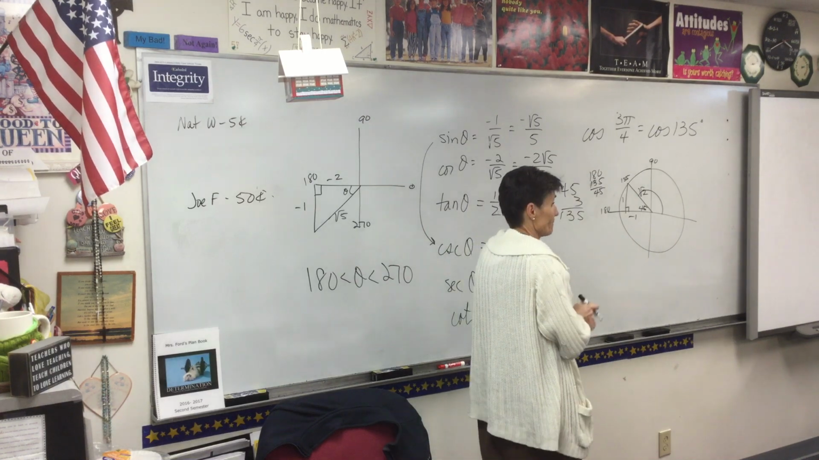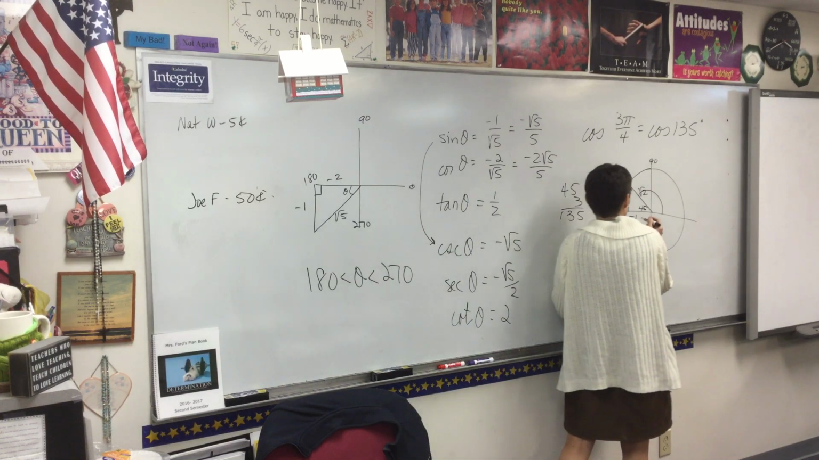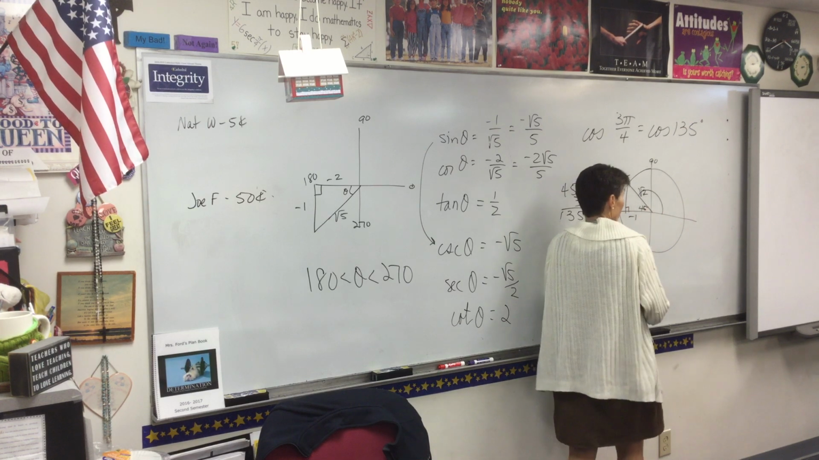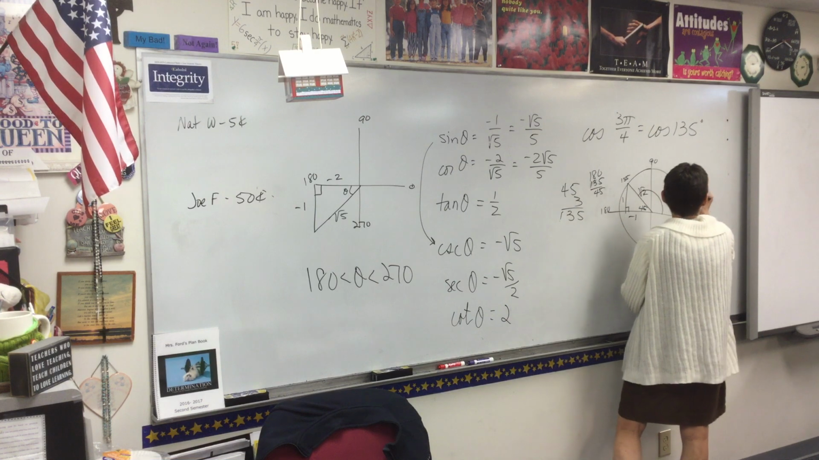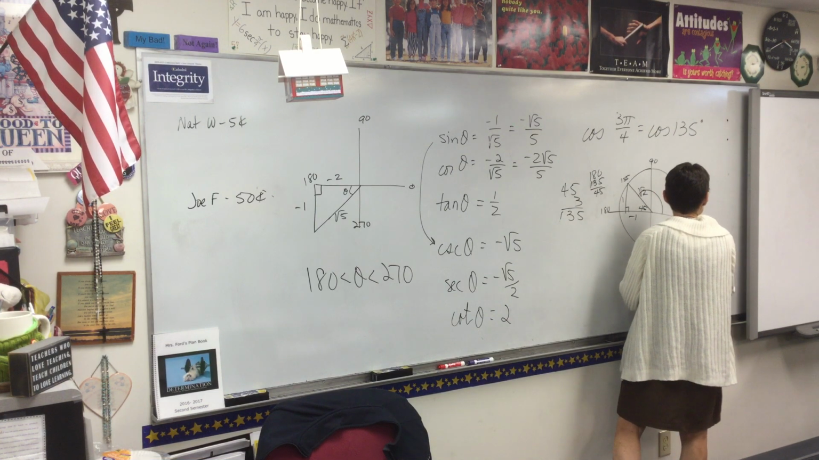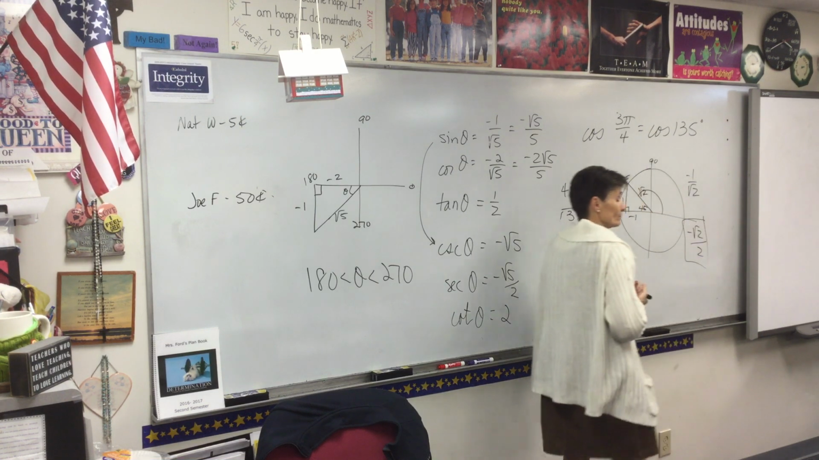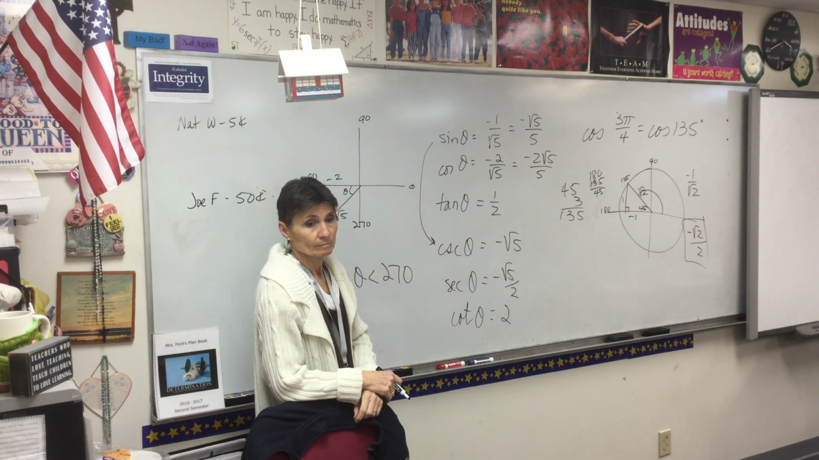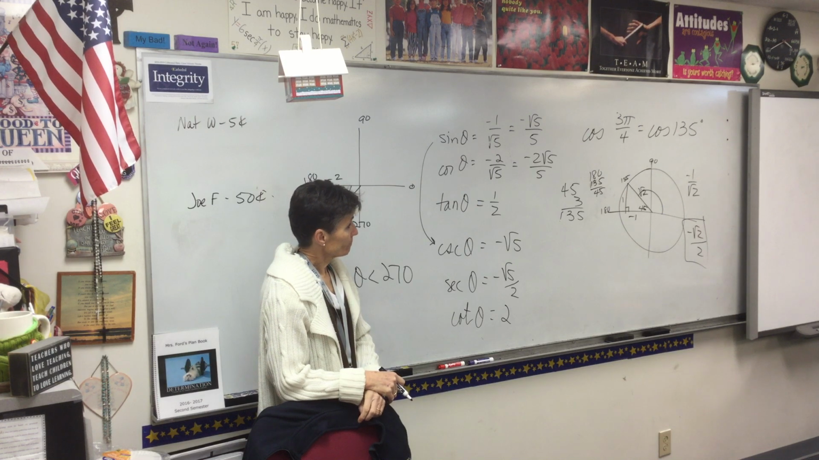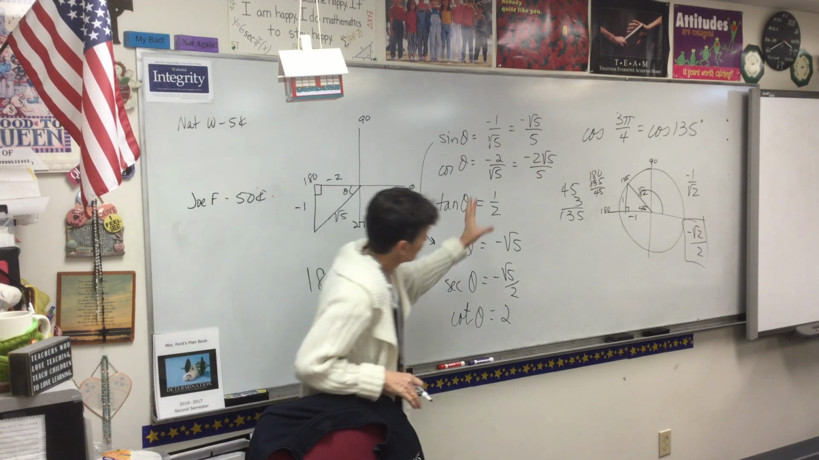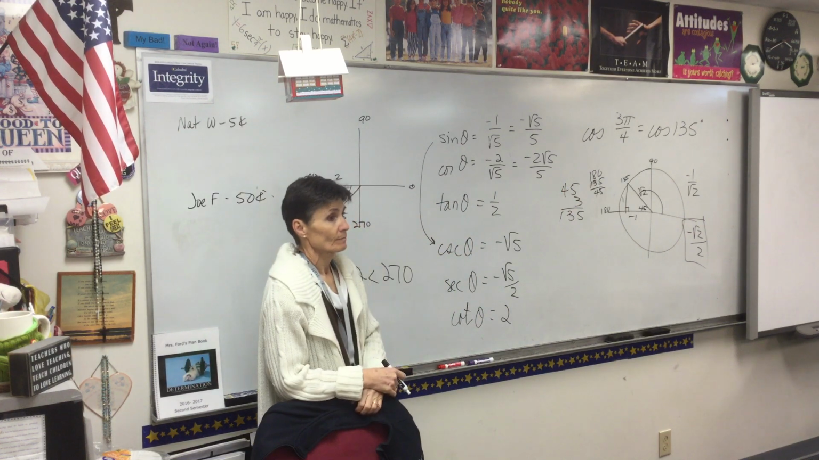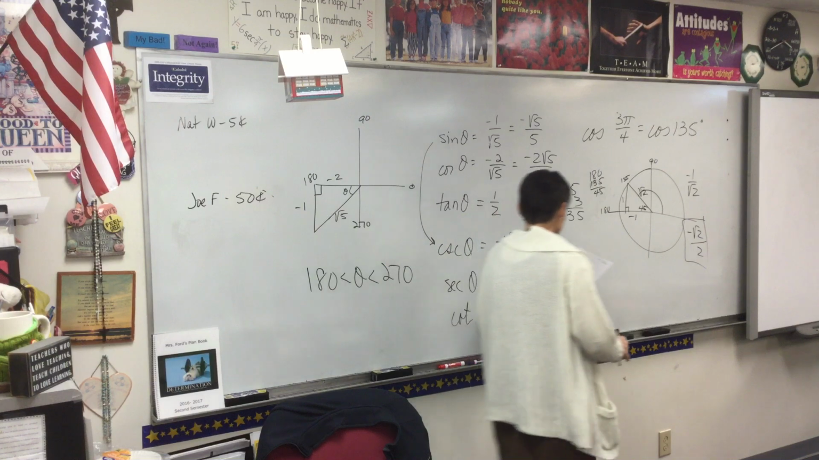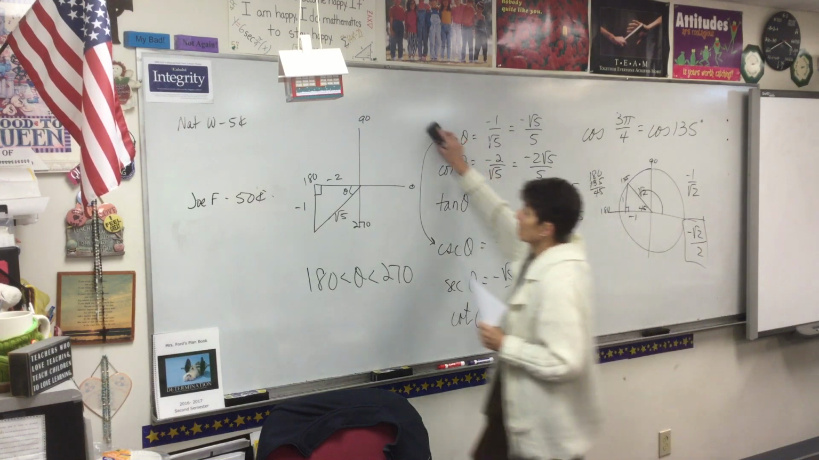Now, what's the cosine? Adjacent over hypotenuse, or x over r, whichever way you want to think about it. It's negative 1 over root 2, or negative root 2 over 2. Did you follow all the steps to that problem? Because now you get to do another one. Now you get to do tangent 5 pi over 6.